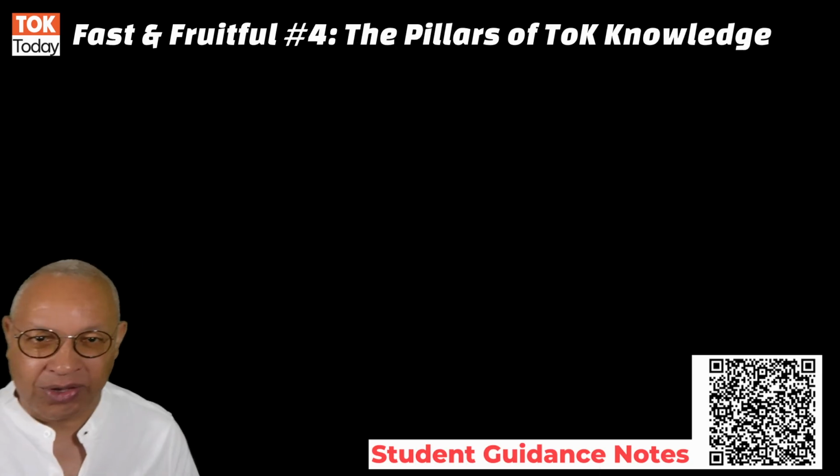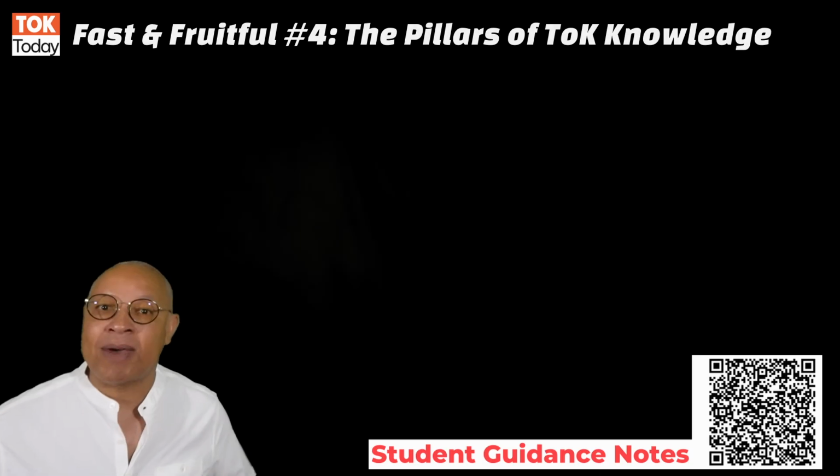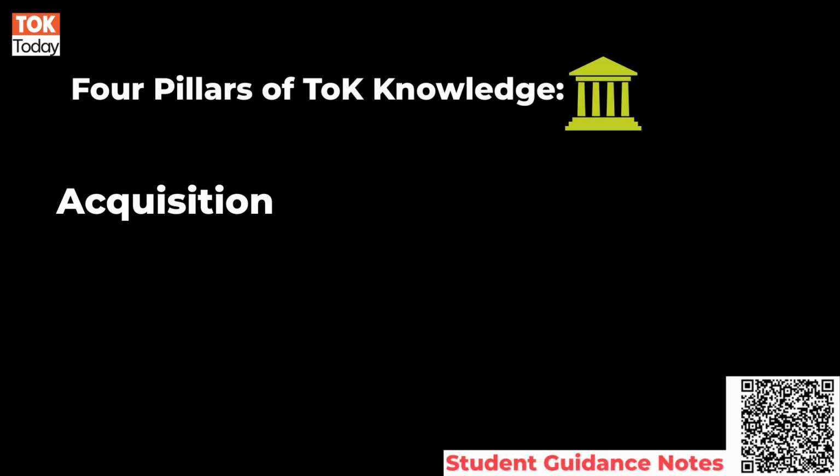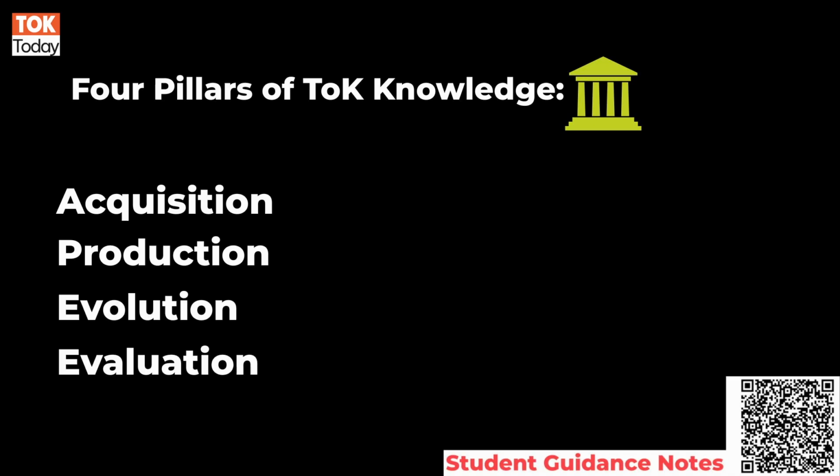Fast but fruitful thought number 4 is to think about the 4 pillars of knowledge in ToK. That's the acquisition of knowledge, the production or construction of knowledge, the evolution of knowledge, and the evaluation of knowledge. So to get my students thinking about this prescribed title, I ask them to adapt the pillars of knowledge to the prescribed title, or adapt the prescribed title to the pillars of knowledge.